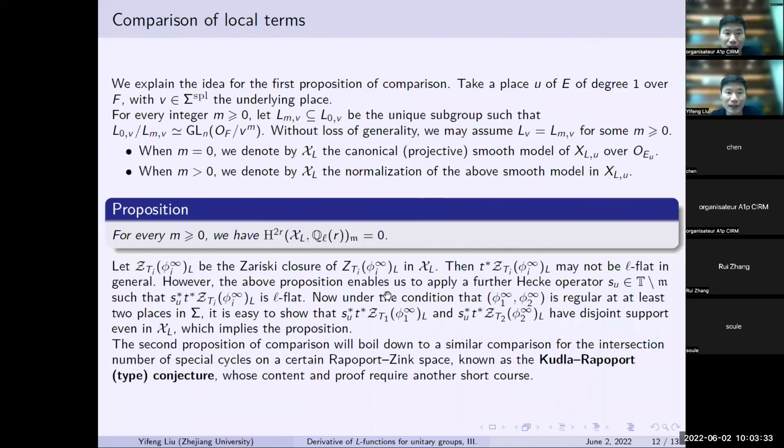And how about the second one? The second proposition, of comparison, will boil down to a similar comparison for the intersection number of special cycles on a certain Rapoport-Zink space. And such a comparison on the Rapoport-Zink space is known as a Kudla-Rapoport type conjecture. Actually, when v is inert in E, this is exactly the Kudla-Rapoport conjecture. And when v is ramified in E, Charlie and I formulated and proved an analog of the Kudla-Rapoport conjecture in that setup as well. But the content of the proof will require another short course, so I will not continue. Okay, thank you.